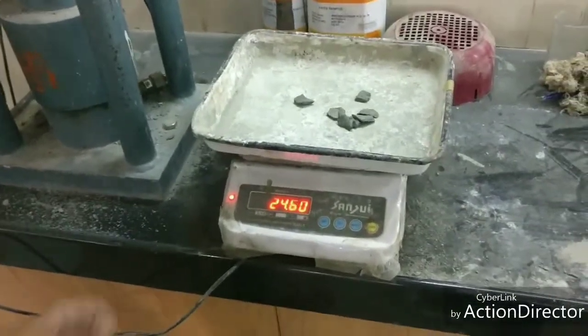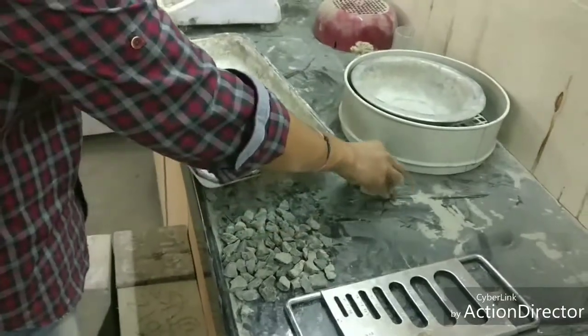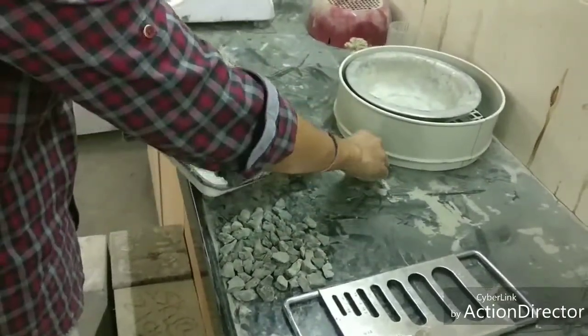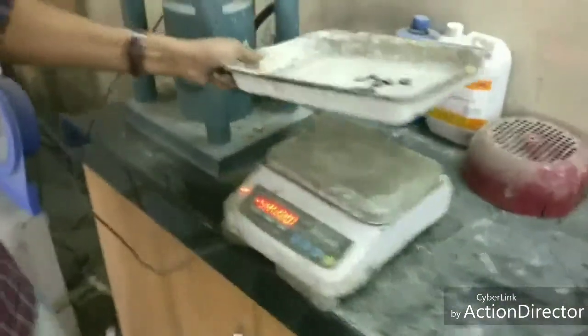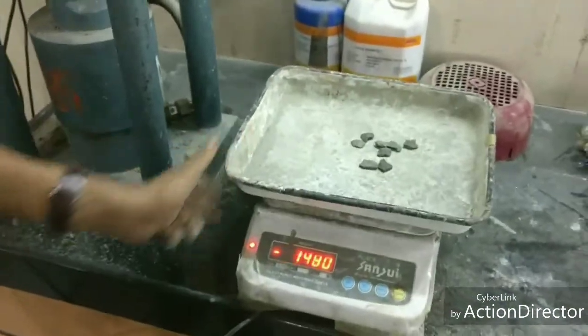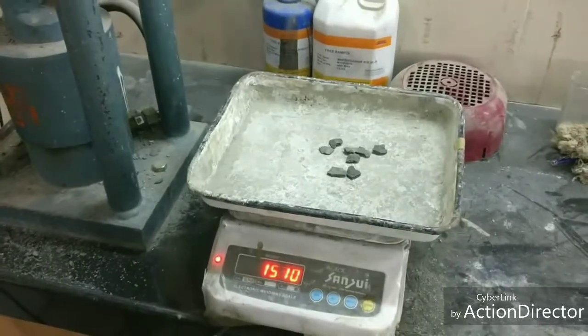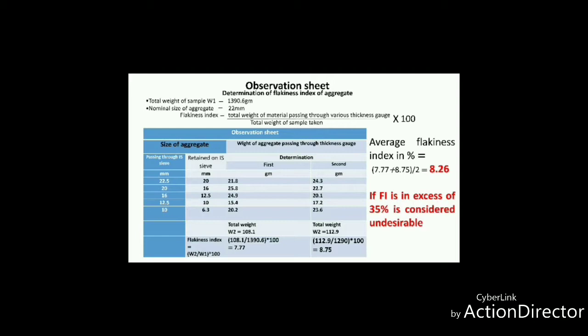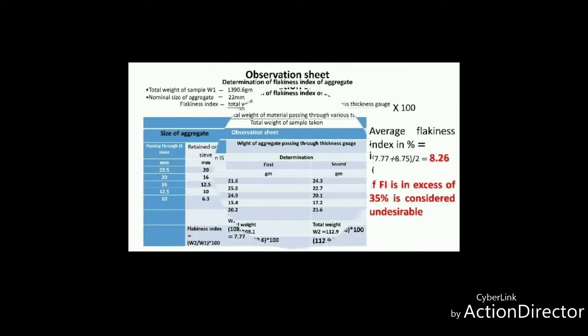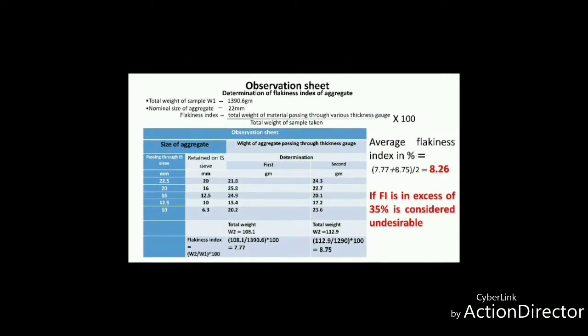As you can see, aggregates for different slots are being weighed. Now, flakiness index is the total weight of the material passing through the various gauge thicknesses expressed as a percentage of the total weight of the sample taken. So, to calculate the flakiness index, we divide the total weight of the material passing through the various thickness gauges by the total weight of the sample taken.